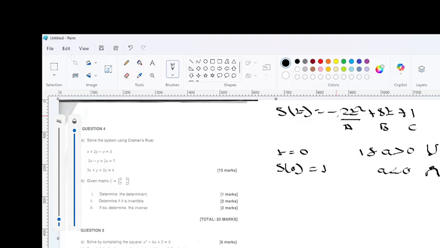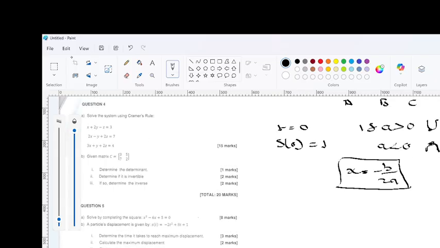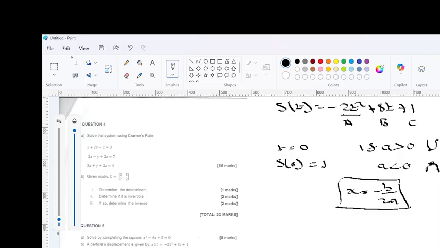Okay, so now look at what we have here. A is -2, and -2 is less than 0. So we're going to have a maximum point. And how do you find the maximum point? Easy. x equals -b over 2a. This is the formula that we are going to use to find the maximum point. The question says, determine the time it takes to reach the maximum displacement.